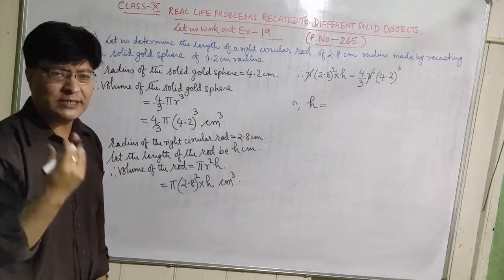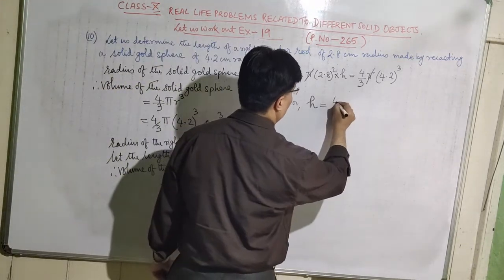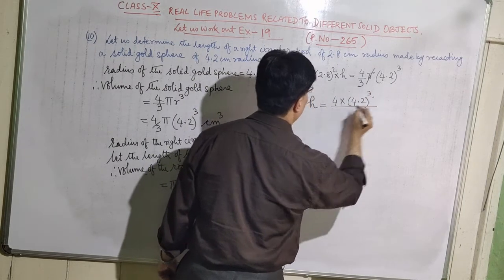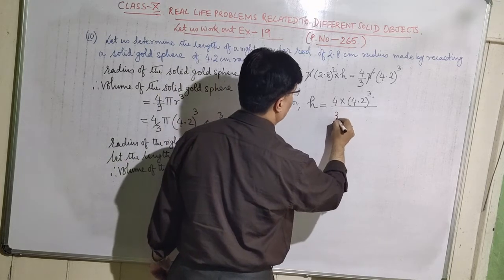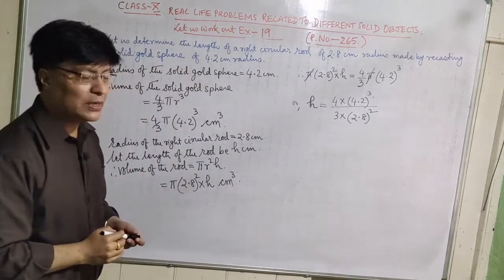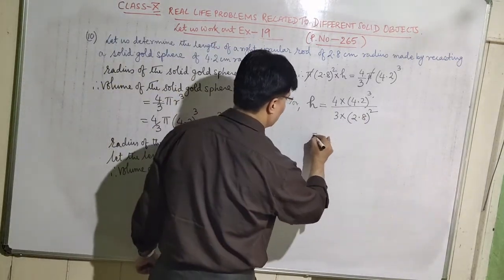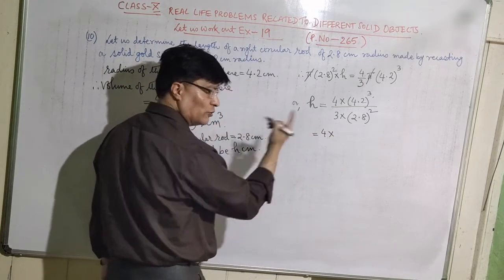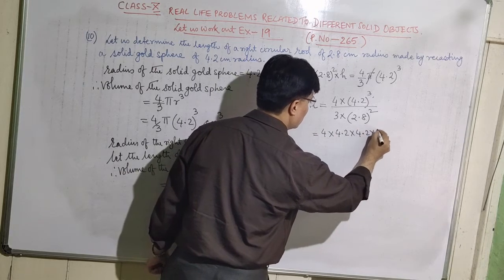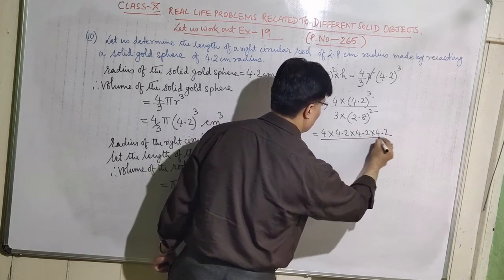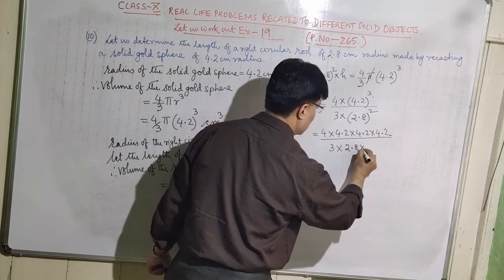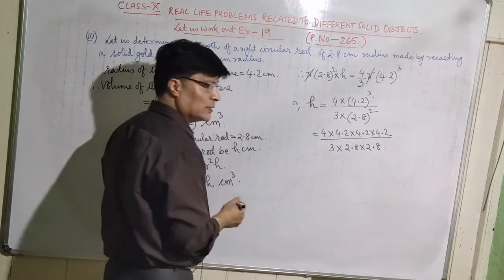Now 2.8 whole square should be taken to the right hand side. So it will be 4 into 4.2 whole cube divided by 3 into 2.8 whole square. Now let us simplify it. So h is equal to 4 into, what is 4.2 whole cube? 4.2 is multiplied thrice, 4.2 into 4.2 into 4.2, divided by 3 into, what is 2.8 whole square? 2.8 into 2.8. Is that clear?